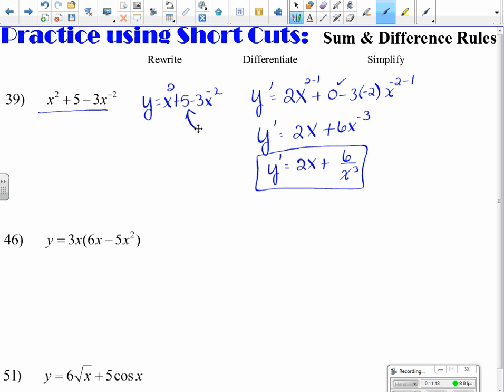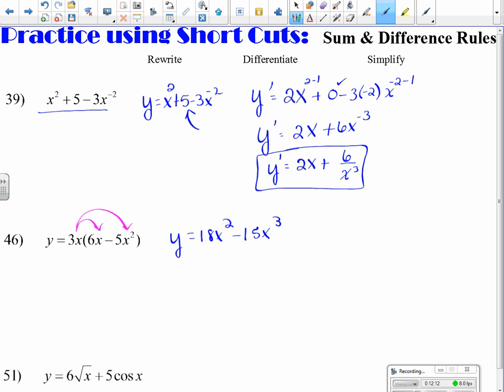All right, for 46, do you see how this is multiplication? And I haven't given you the rules for how to take the derivative of something multiplied. We'll get to that. There's a product rule. But for now, let's skirt around doing the multiplication by distributing first. So let's simplify this by distributing. So that's going to give us, what, 18x squared and a minus 15x cubed.